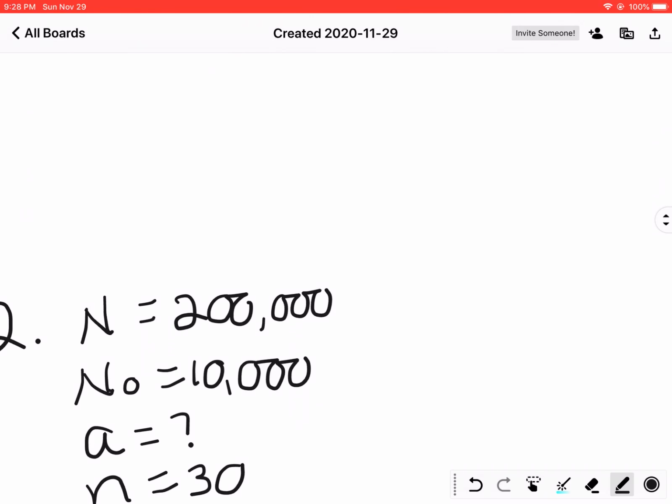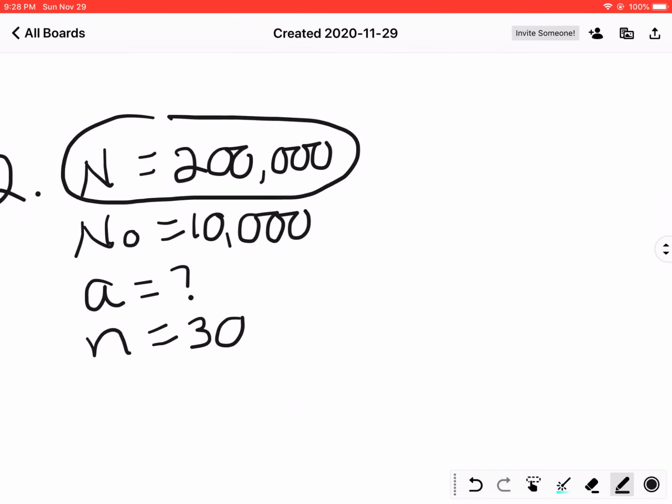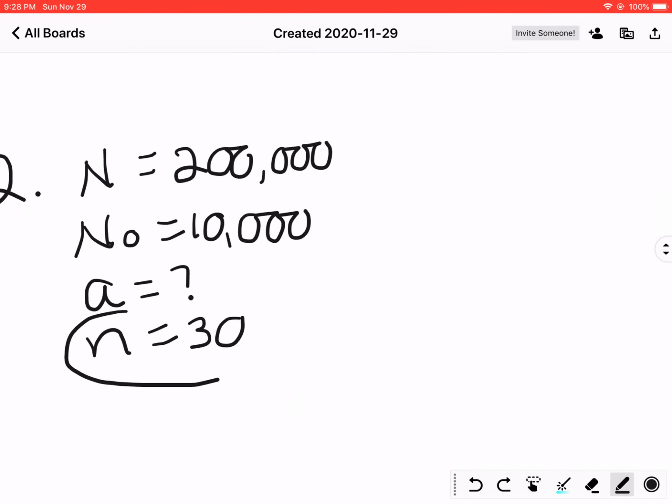Next question. Now we're finding the base, okay, the value of A. And this is a money question. It says that 10,000, what we started with, grew to 200,000, what we ended with, over a period of 30 years. And we want to find out the interest rate. So again, I'm going to fill in the formula. I'll write it down below this time.